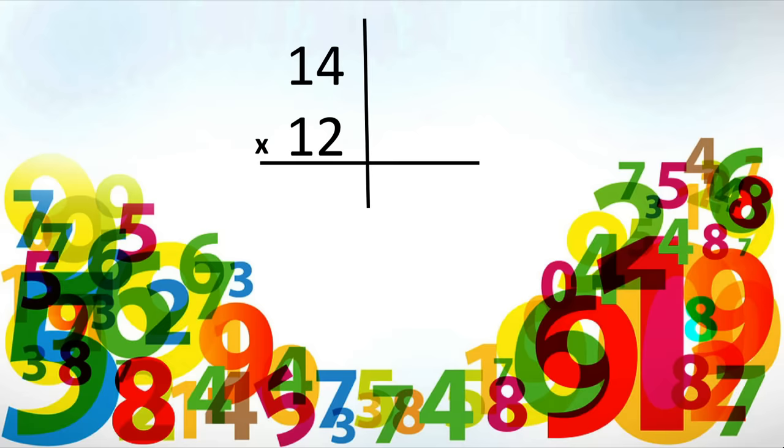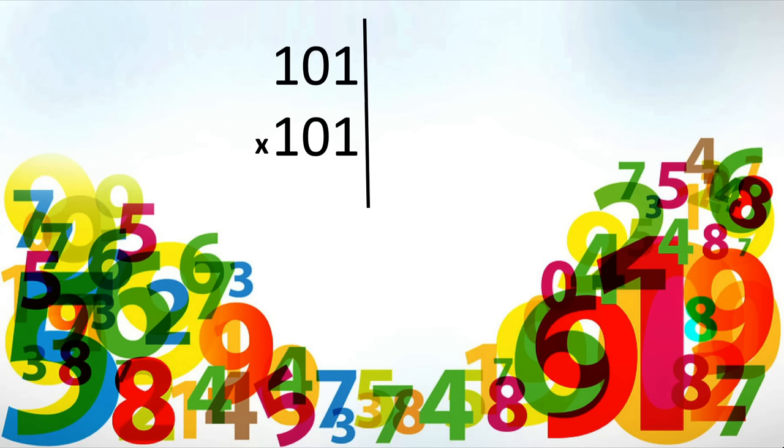14 times 12. Here, the base is 10. So is 14 more than 10 or less than 10? More, so we got plus 4. And 12, we got plus 2. Again, we apply the same rule. So we do 12 plus 4, which gives us 16, like this. And we multiply 2 and 4, that gives us 8.